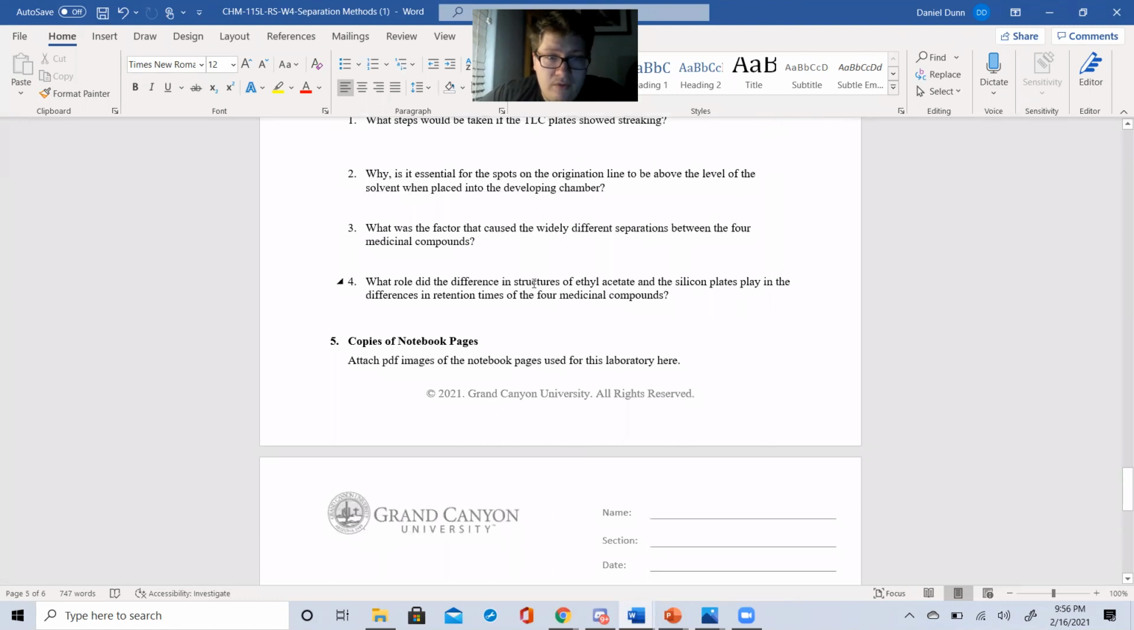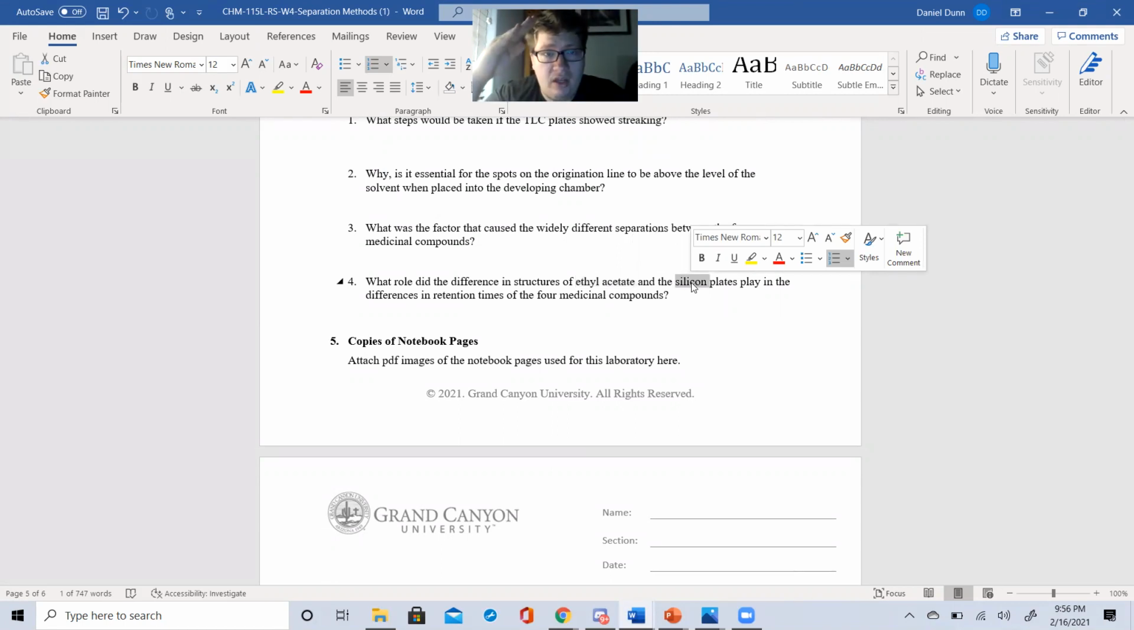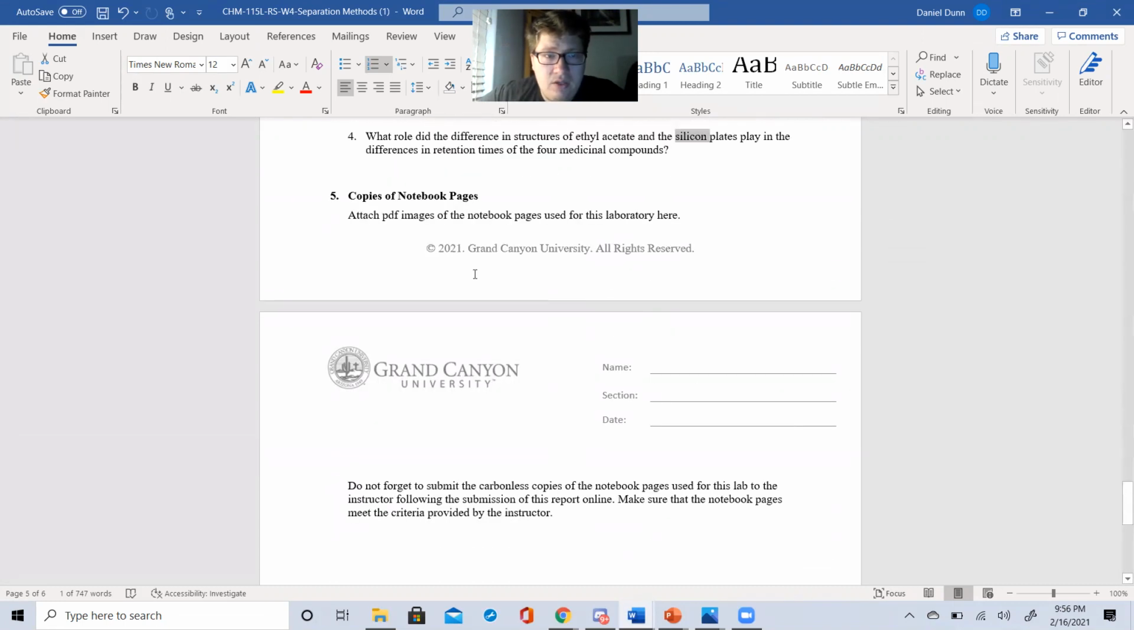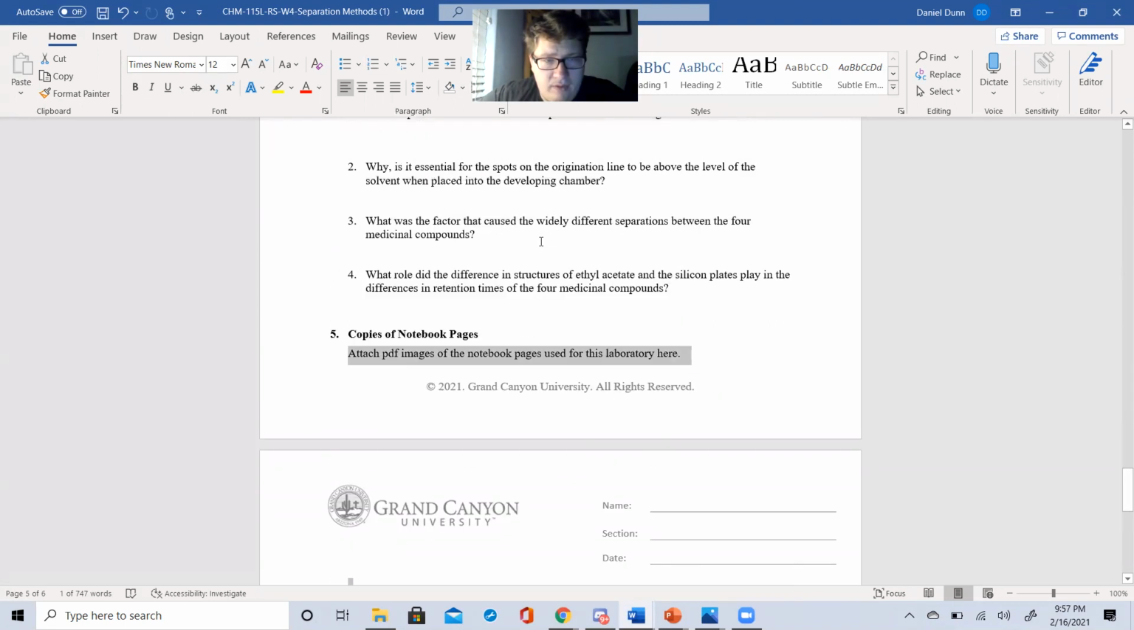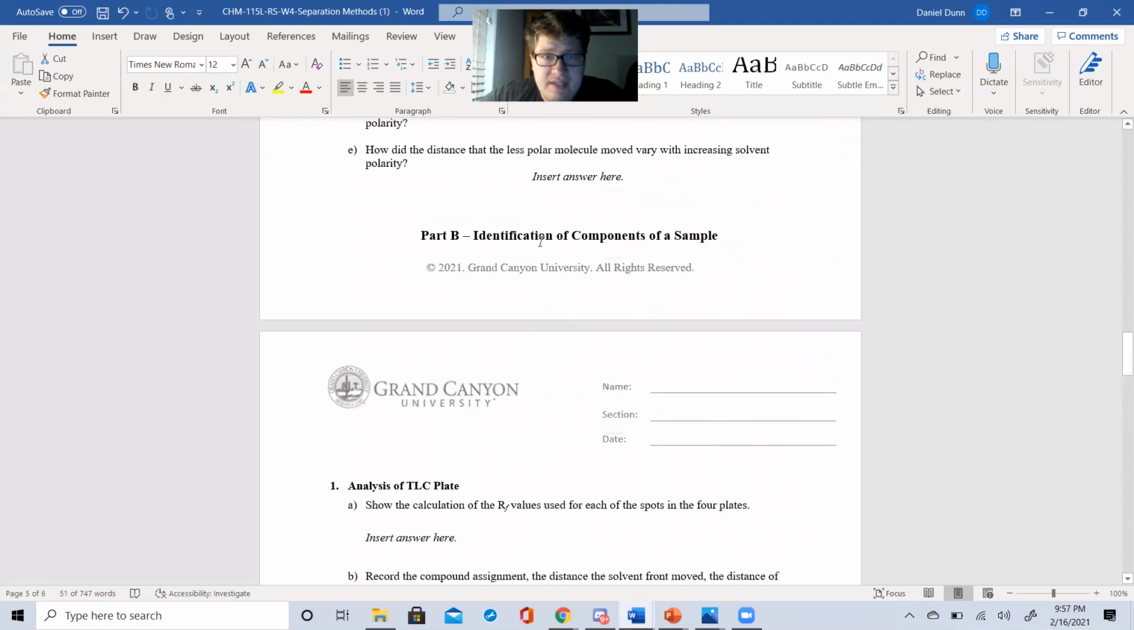And then, what role did the difference of the structure of ethyl acetate and silica play in this? What that basically means is ethyl acetate was polar and silica was polar. Well, the difference is ethyl acetate is way more polar than silica, which allowed it to move the polar molecules out of the silica when they adhered to it during the stationary phase. Good. Do not attach the images. I checked that in class. Do not do that part of it. But that is how you do this assignment.